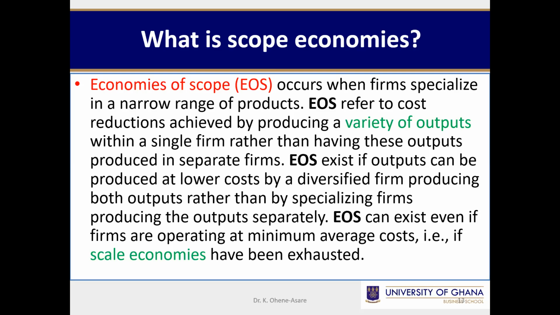Economies of scope refers to the cost reduction that you gain if you produce a variety of outputs within a single firm, rather than having these outputs produced in separate firms. So let's say that you're a bank, and as a bank, you produce a variety of outputs, but in one firm, instead of having subsidiaries and letting each one of them produce different kinds of products.